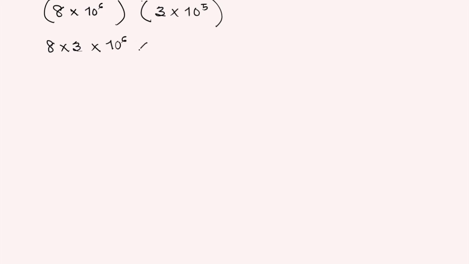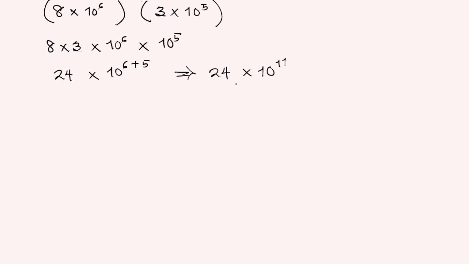So if we take more examples, if we're asked to evaluate 8 times 10 raised to the power 6 multiplied by 3 times 10 raised to the power 5, we do the same thing. This is going to be 8 multiplied by 3 multiplied by 10 raised to the power 6 multiplied by 10 raised to the power 5. So 8 times 3 is 24 multiplied by 10 raised to the power 6 plus 5. And that's going to be 24 multiplied by 10 raised to the power 11.